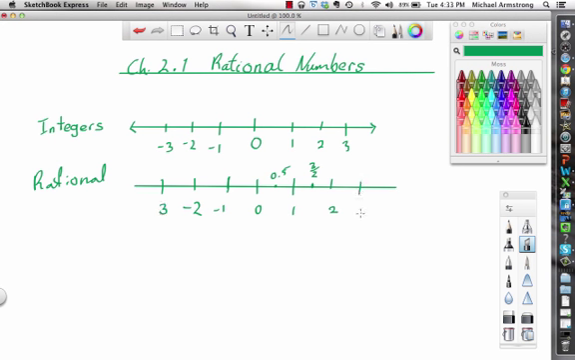Now, there are some numbers that don't work. Those are irrational numbers. Irrational numbers are things like pi or square root of 2, and there's several examples, and we can't figure out exactly what to do with those numbers, so they become irrational. The rational numbers all either have repeating decimals or a fraction that works.